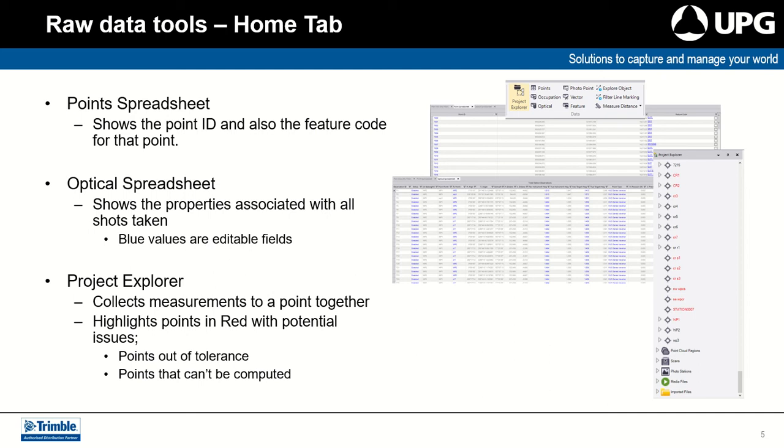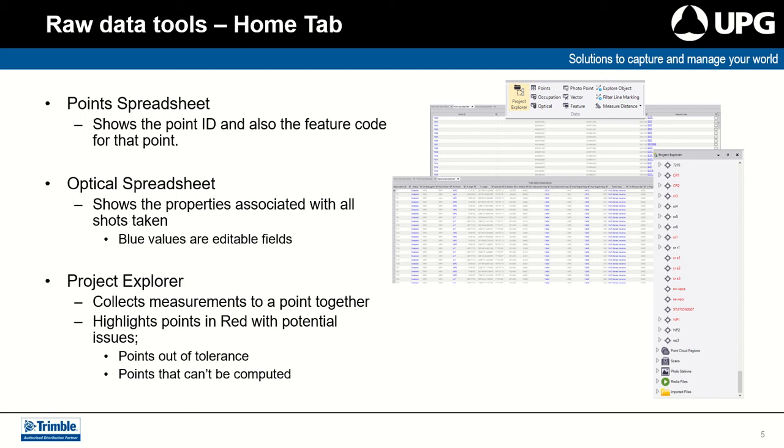With regards to once the data is in TBC, the first place I would look at is the Home tab, which has a data grouping. It's about 3/4 of the way along towards the right-hand side of that Home tab. In the data grouping, there is a point spreadsheet and an optical spreadsheet. This will show you the raw data information that was collected in the field. The point spreadsheet shows you the information related to the physical point that was measured. So there is the point ID, the XYZ coordinates, and the feature code.